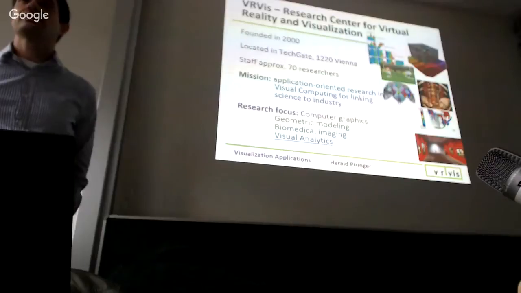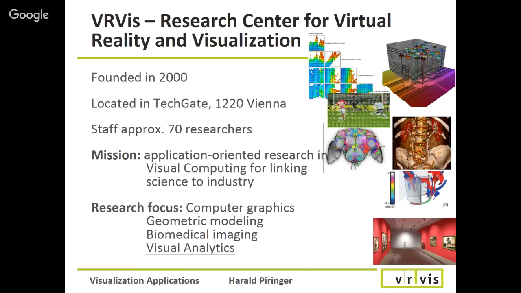So let's briefly say something about what VIAVIS is. VIAVIS is a non-university research center. As Mark said, we are located in Vienna. We were founded in the year 2000 and comprise overall about 70 researchers. Our basic mission is to do knowledge transfer from basic research to industrial applications. So this is also how the title of the talk fits.